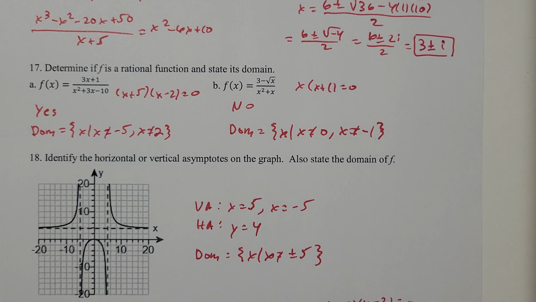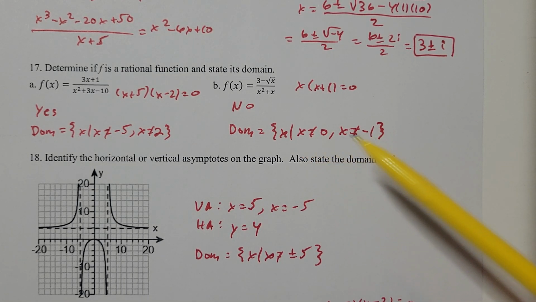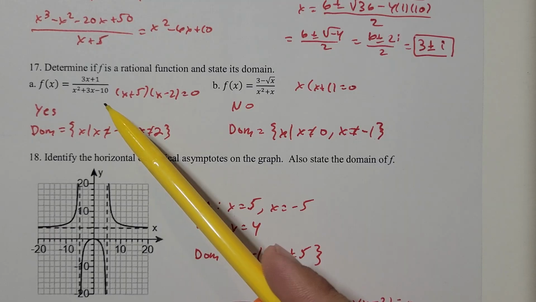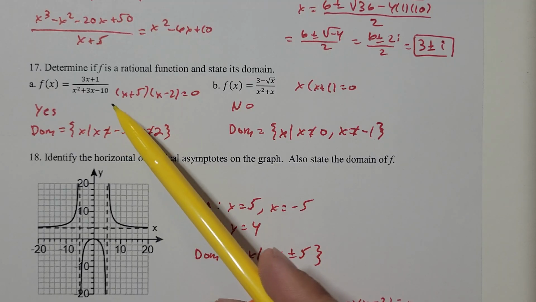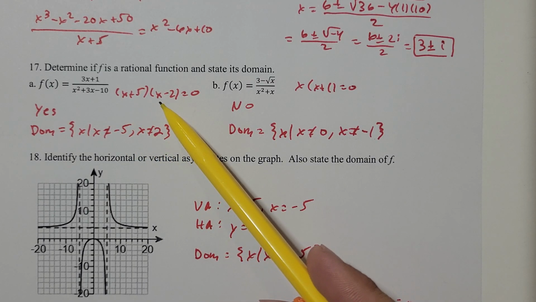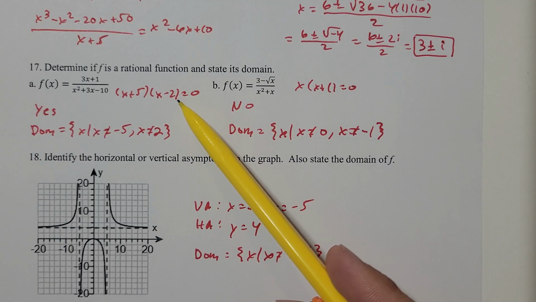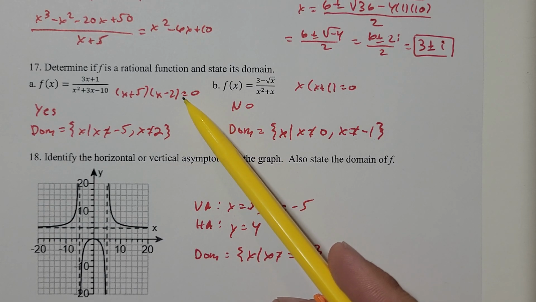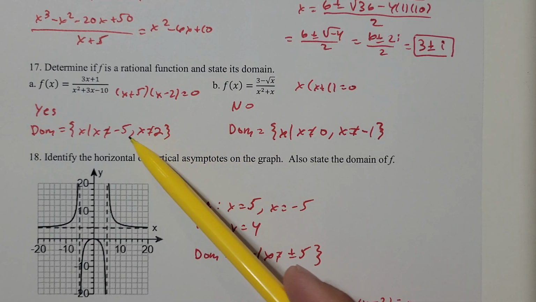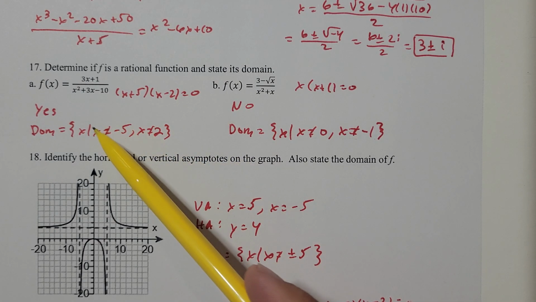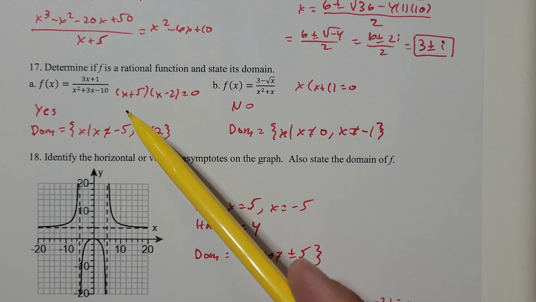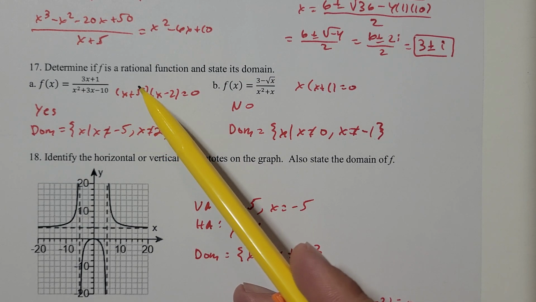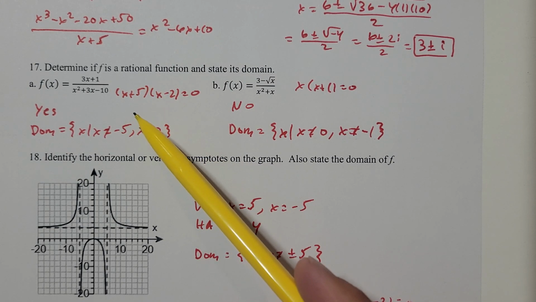Okay, now the domain is all the x values. So I know I can't divide by 0. So if I set the denominator equal to 0 and then solve, the denominator factors as x plus 5 times x minus 2. And if I set those two things equal to 0, I get x equal -5 or x equal 2. Now that's what I don't want. Okay, I can use any number, just not either of those two. That's a rational function because I got a polynomial over a polynomial.